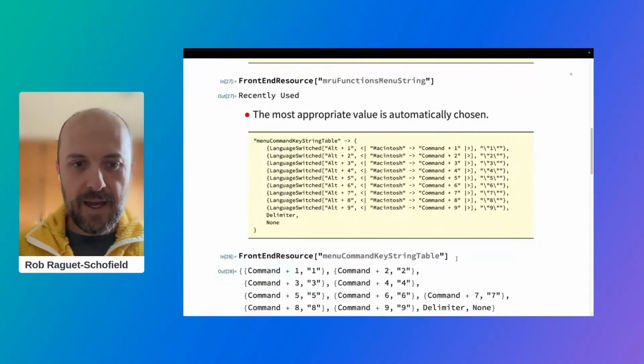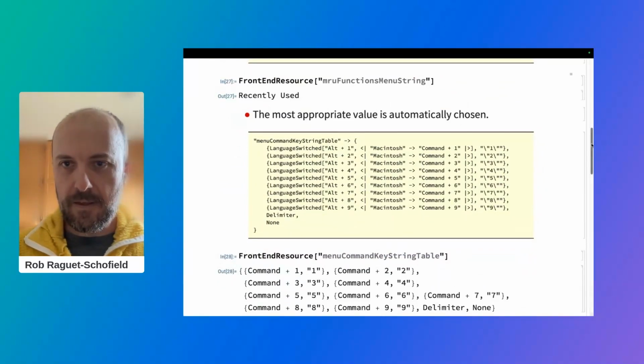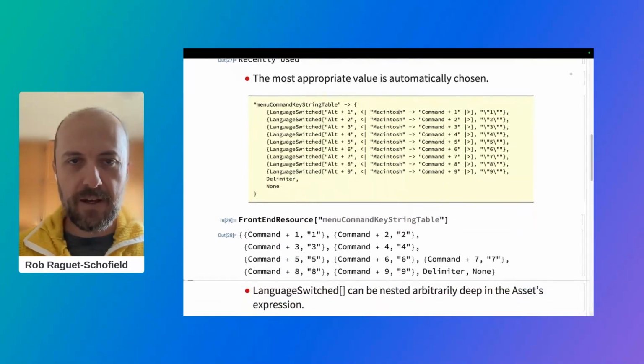So the system automatically chooses the most appropriate value. So here we're switching based on platform. And instead of getting the default value of Alt+1, I'm running on a Macintosh, so I get the value of Command+1.